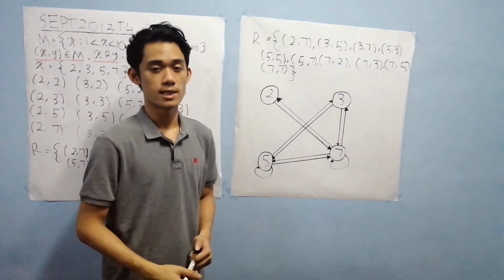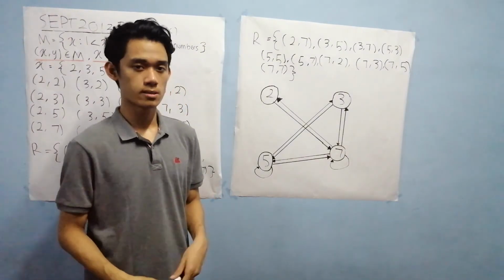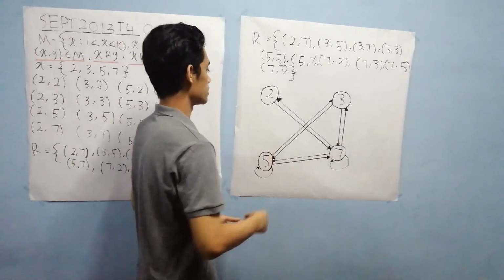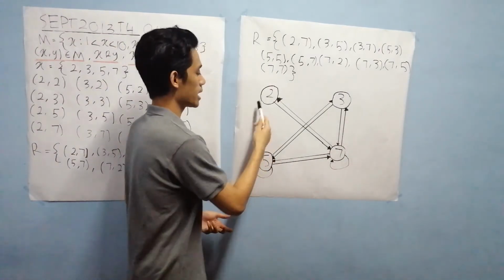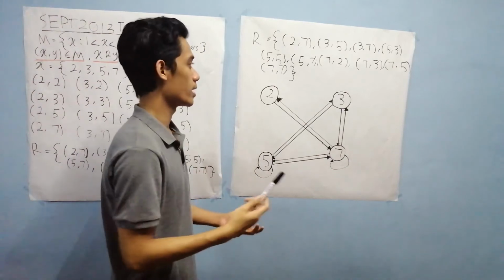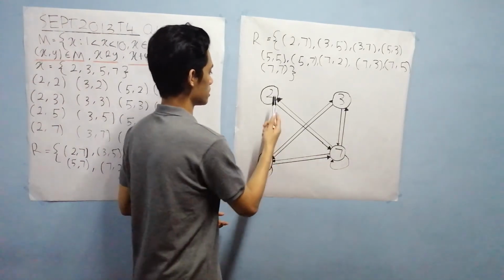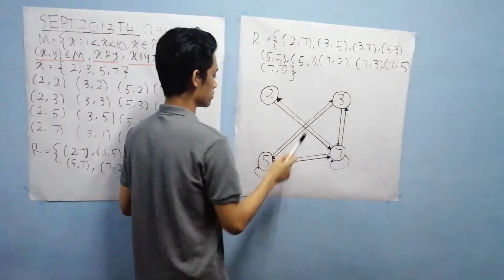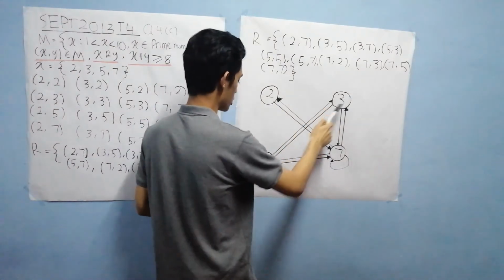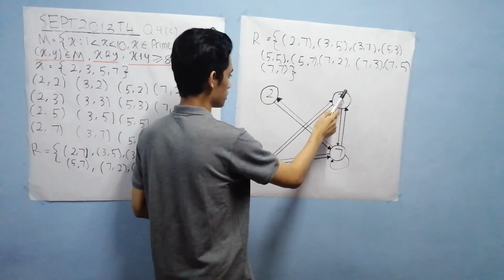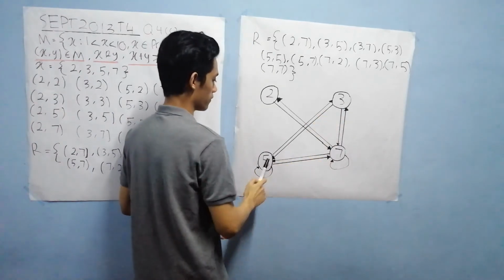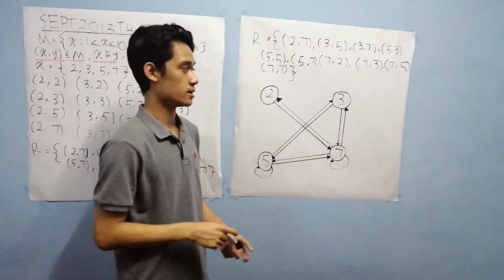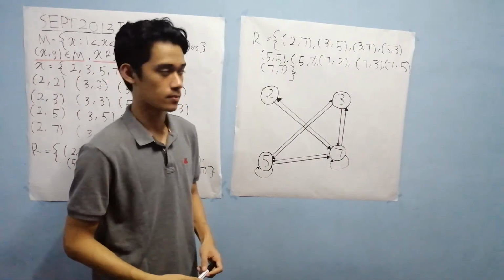For symmetric, we can say that this graph is symmetric. This is because there is an edge between x and y and y to x. As we can see, there are edges between 2 and 7, 7 to 2, 5 to 3, 3 to 5, 7 to 3, 3 to 7, and 7 to 5, and 5 to 7. Therefore, we can conclude that this graph is symmetric.